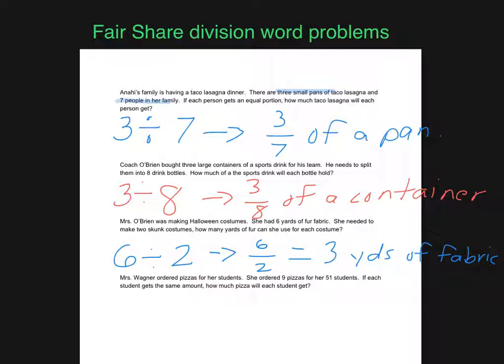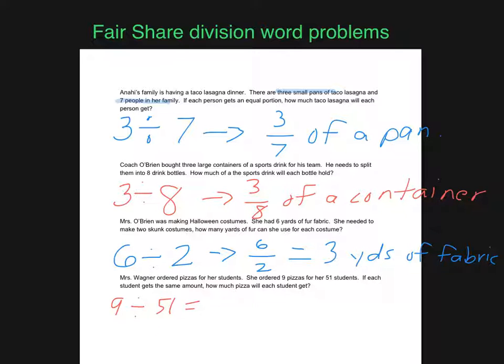And Mrs. Wagner ordered pizzas for her students. She ordered 9 pizzas for her 51 students. If each student gets the same amount, how much pizza will each student get? So let's see here. Are we splitting up the pizza among the students, or are we giving the students to the pizza? Obviously, we'll be giving the pizza, which is 9, to the students, which there are 51.